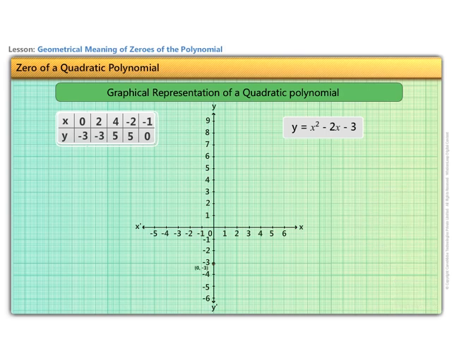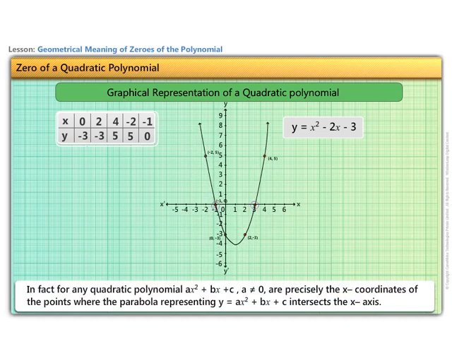We observe from the graph that 3 and −1 are the x-coordinates of the points where the graph of y = x² − 2x − 3 intersects the x-axis. These are the zeros of the quadratic polynomial. In fact, for any quadratic polynomial ax² + bx + c, where a ≠ 0, the zeros are precisely the x-coordinates of the points where the parabola representing y = ax² + bx + c intersects the x-axis.